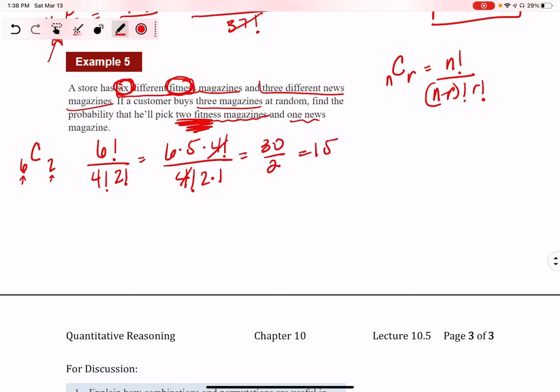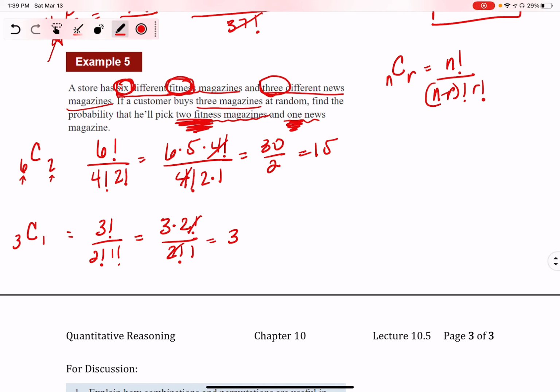Now I need to do the same thing for the news magazines, but with the news magazines, I have 3 that I can choose from, and I want 1, so that's 3 and 1. That's 3 factorial over 3 minus 1, which is 2 factorial, times 1 factorial: 3 times 2 factorial over 2 factorial times 1. The 2 factorials cancel, equals 3. Okay, give you a second to look at that. Okay, all right, we're not done yet.